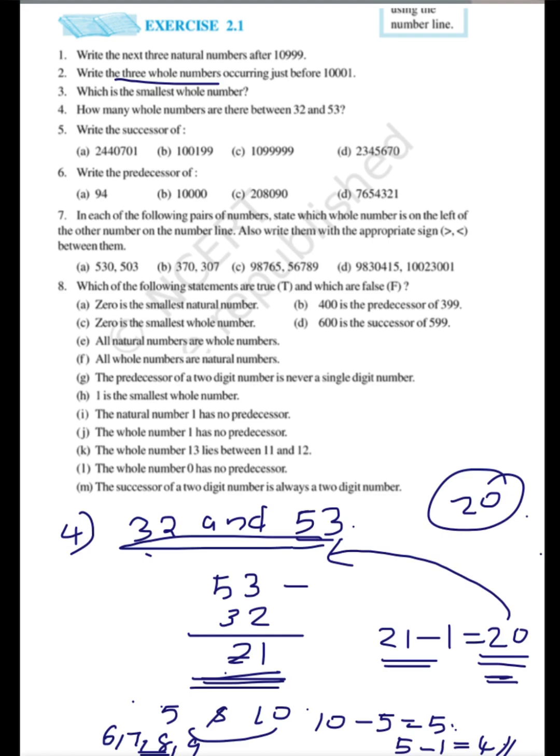Okay, in this same way we have done the steps for this question. That is, just take the difference and subtract 1 from the answer. Then you will get the real answer. This is how you do the fourth question. Now let's see the fifth question.